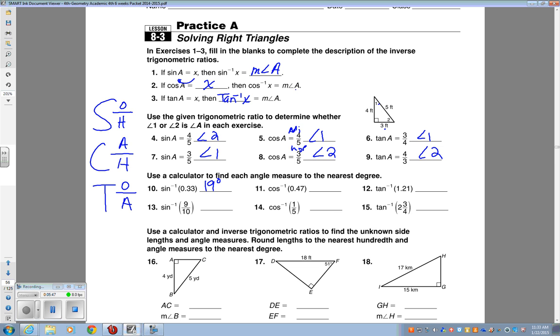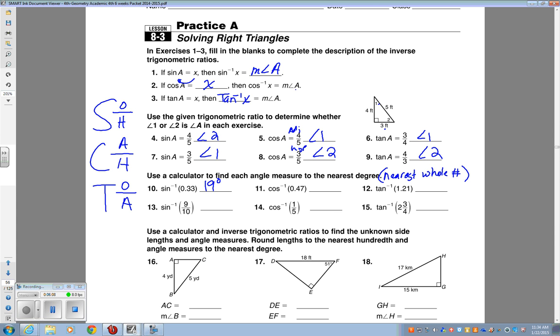So if I do nearest degree, you're going to go to nearest whole number. Now, being that no decimal answers, yes. So being that all we have to do is plug this in the calculator, you are doing 11 through 15 right now.